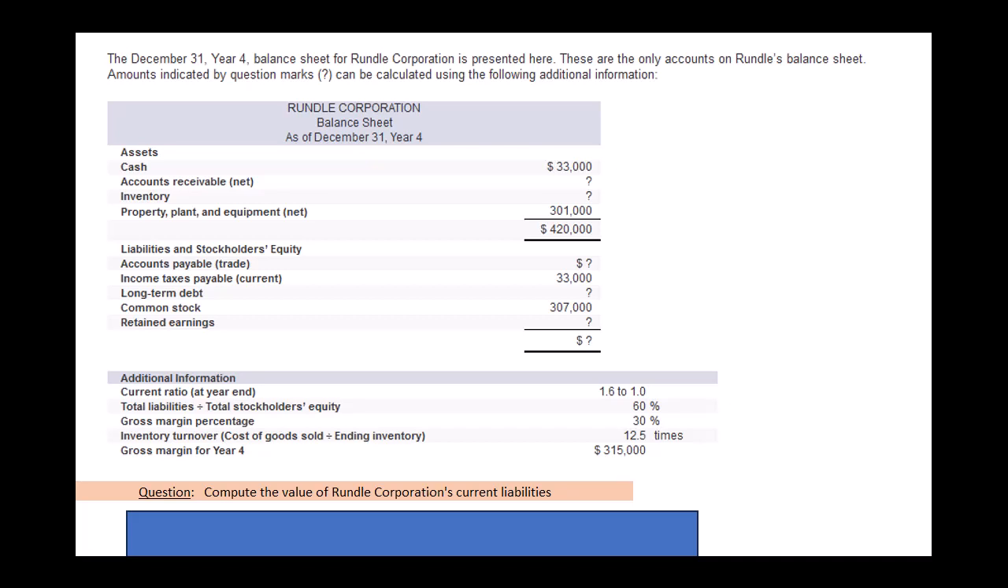Okay, let's tackle this question. By the way, the question appears down here. We're going to compute the value of Rundle Corporation's current liabilities. So let's look at all the information they give us.